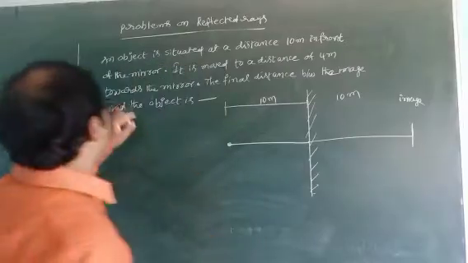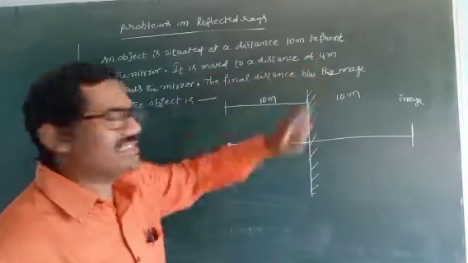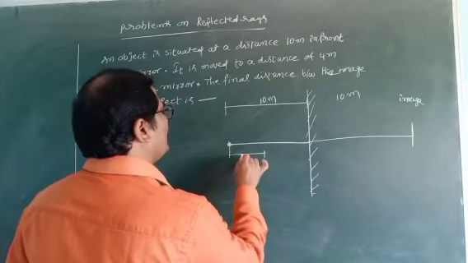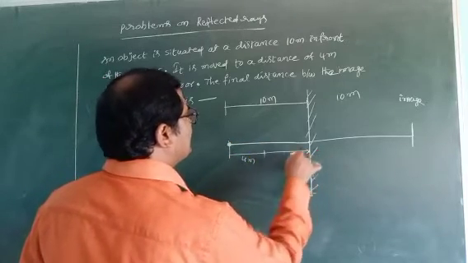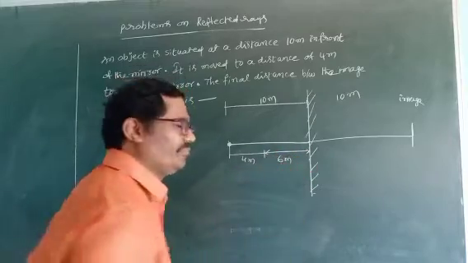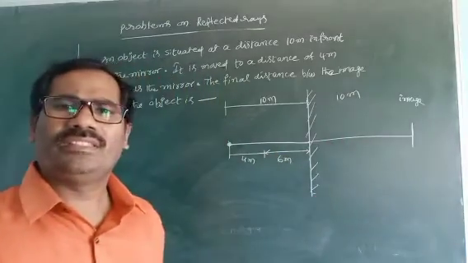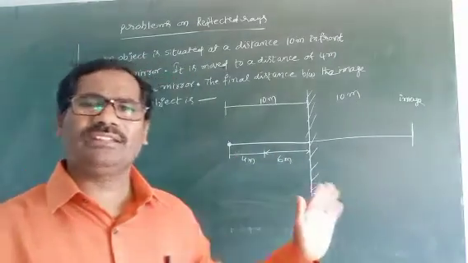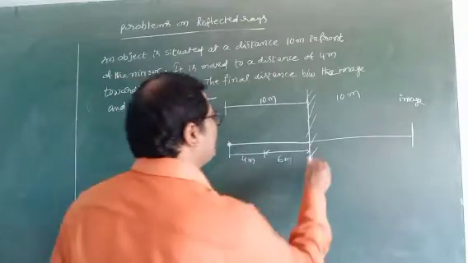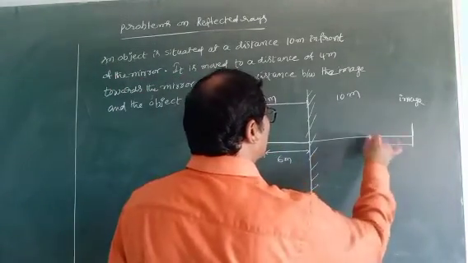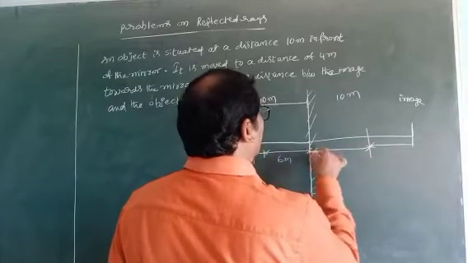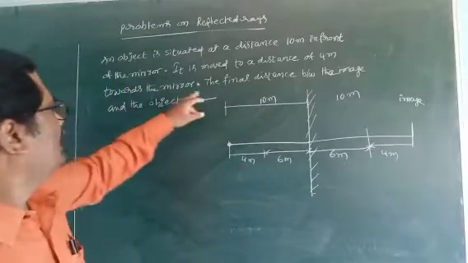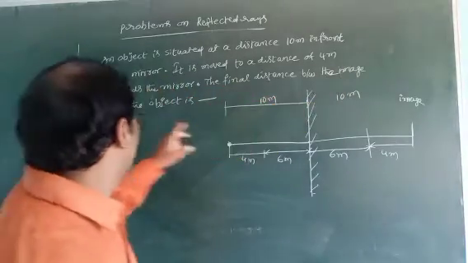Okay. It is moved a distance of 4 meters. That means the object travels 4 meters, and the remaining distance is 6 meters. The object moves towards the mirror, and the image moves in the opposite direction, so it is also 6 meters. Find the distance between the image and the object.